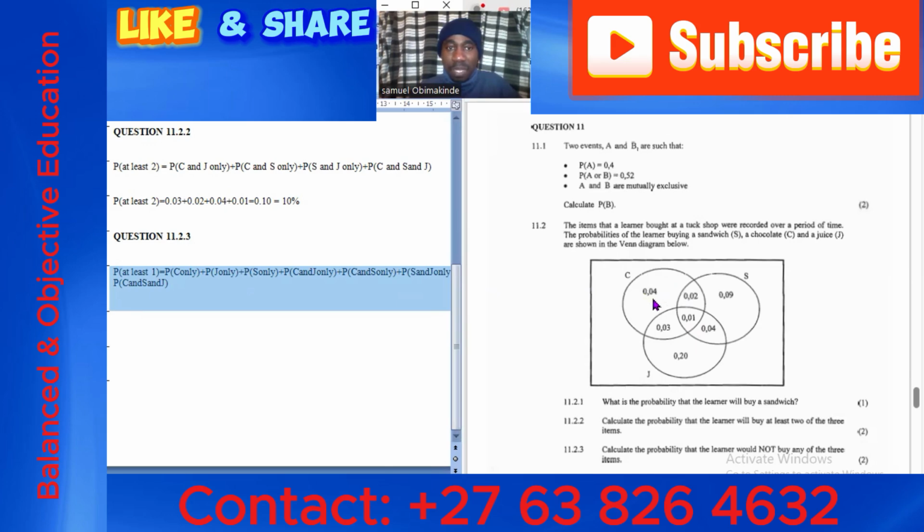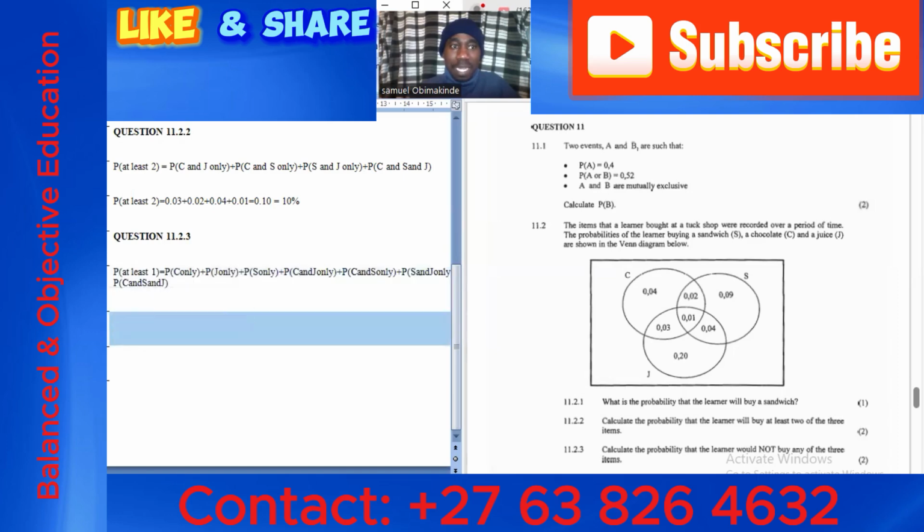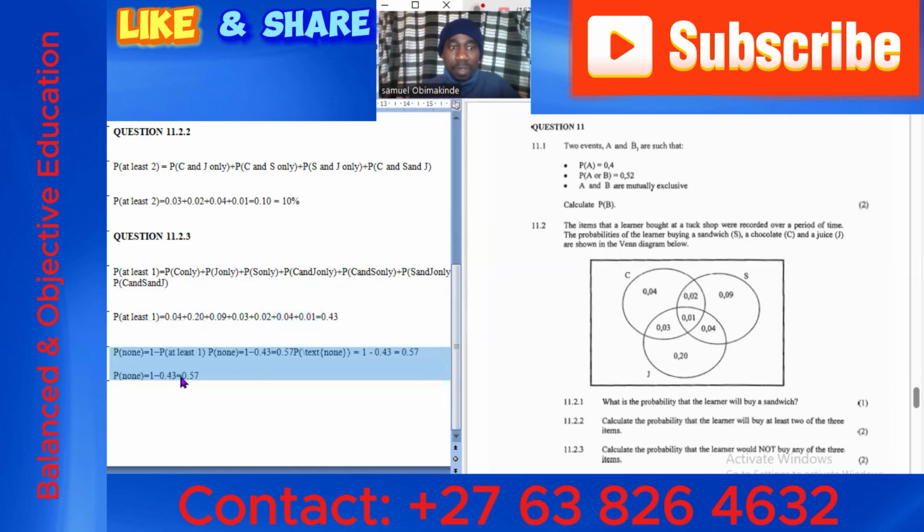Every one of these probabilities represents the probability that the learner would buy at least 1 item. So we add all those together. To calculate the probability that the learner would not buy any of the items, we have to take this value away from 1. So we take that away from 1, and that results in 1 minus 0.43. So we have 0.57. We can convert that to a percentage by multiplying by 100. That gives us 57%.